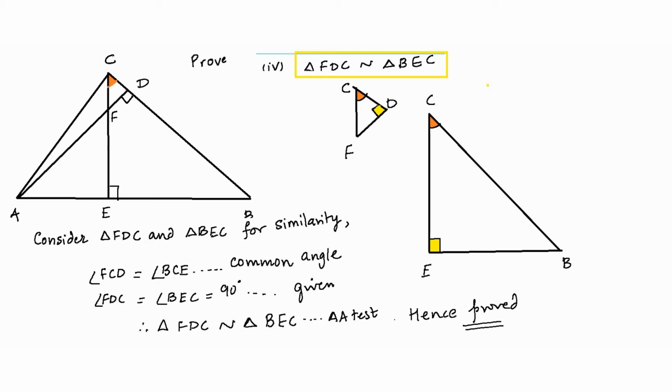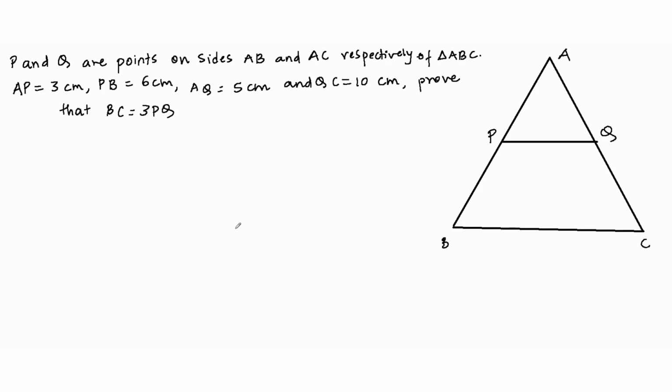Moving on to the next question. Let's consider the following question. P and Q are points on sides AB and AC respectively of triangle ABC. The measurements are AP is 3 centimeters. So why don't we just note down the measurements. AP is 3 centimeters. PB is 6 centimeters. AQ is 5 centimeters. And QC is 10 centimeters. Prove that BC is thrice of PQ.